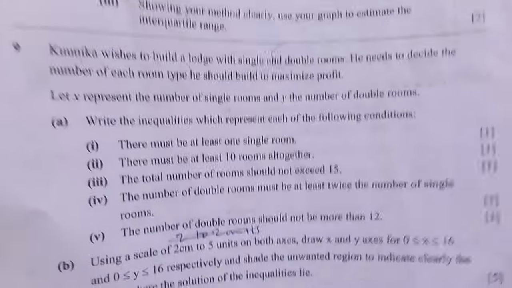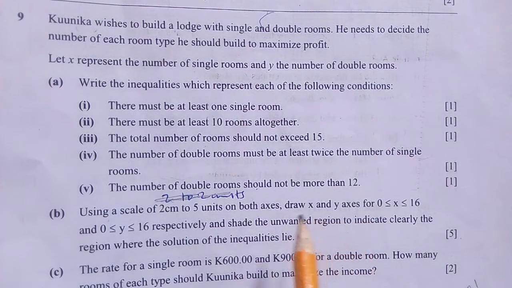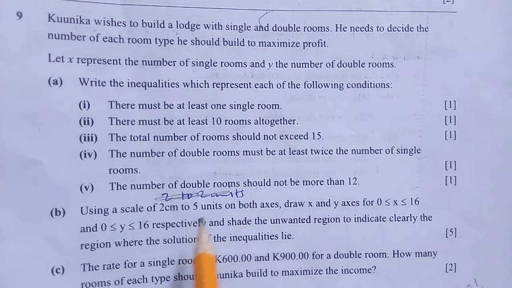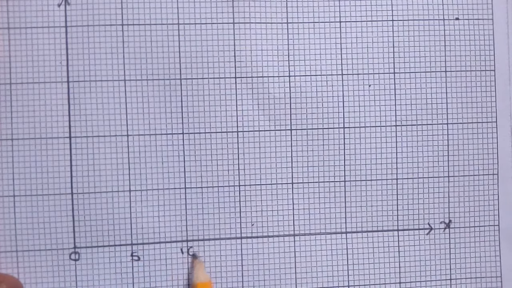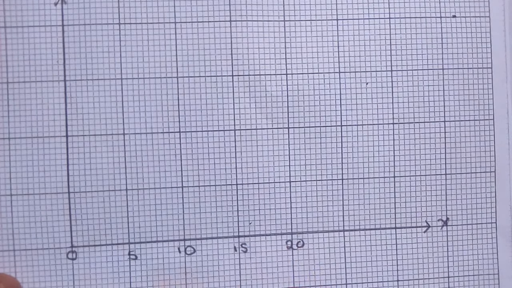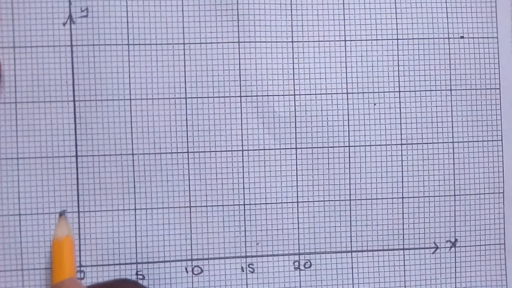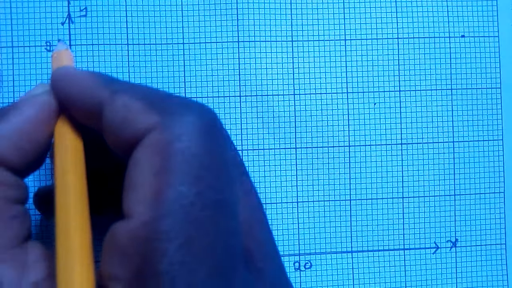Following what has been said on the question, they have given us the scale. That is 2 centimeters to represent 5 units. So each box here is 2 centimeters. So if this is 0, this is 5, 10, 15, will end up to 20. Even here, 5, 10, 15, 20 there.